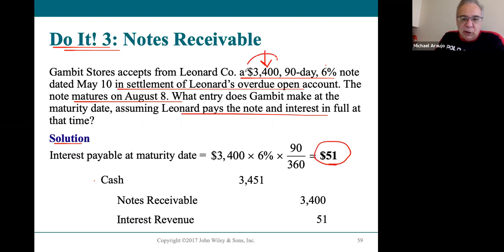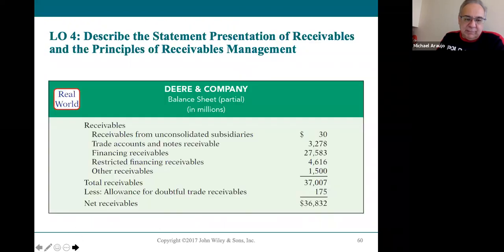$3,400 is the original loan, so the note has been paid. The $51 is interest, which is now part of their revenue. And that's the deal. The last thing, learning objective 4, is actually the shortest part, but it's very important.